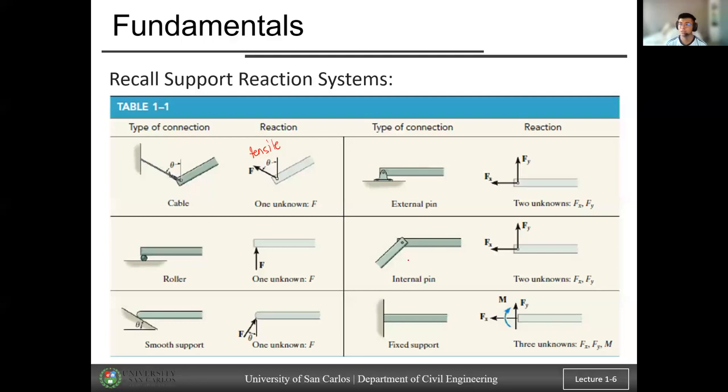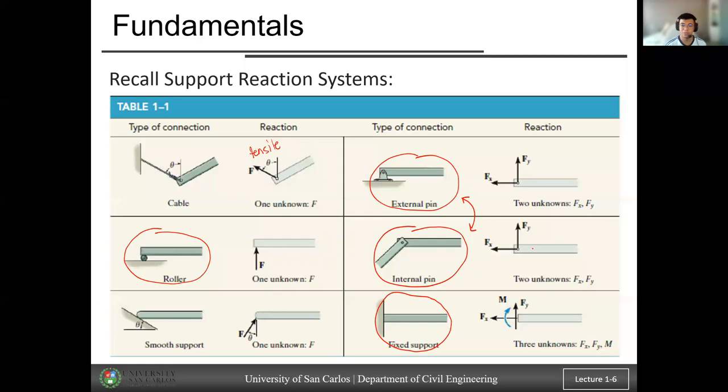In most of our discussions going towards the higher topics, what will normally recur in your problems is the roller and the external pin. The internal pin will appear in some topics, but it's not an always recurring connection, but I'll just highlight it. These are the same as your external pin. Lastly is your fixed support, which has three unknowns, and you'll be using the three moment equations. The other types will be highlighted more in your theory of structures, with indeterminate members.